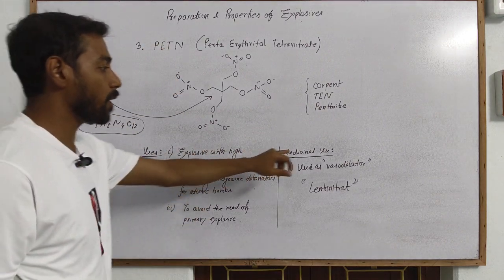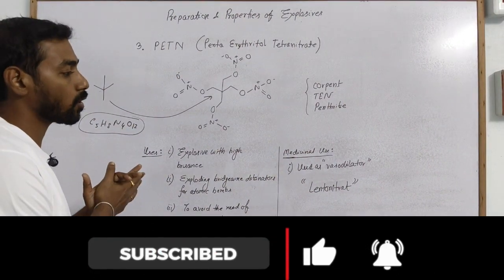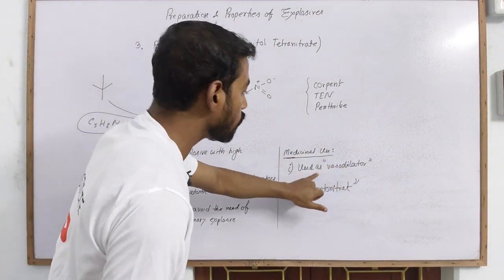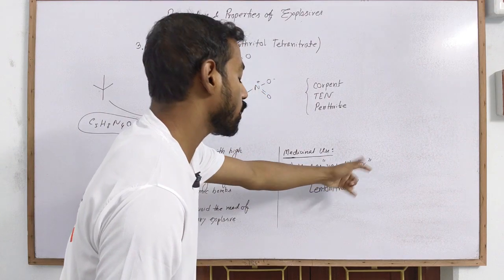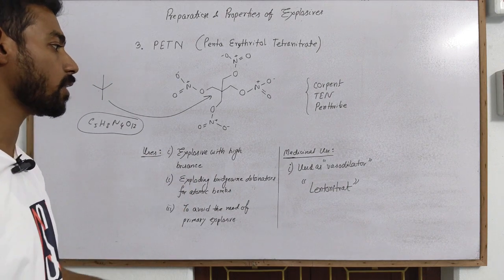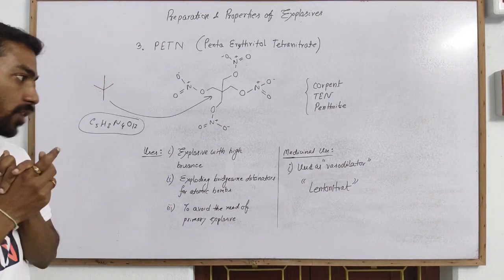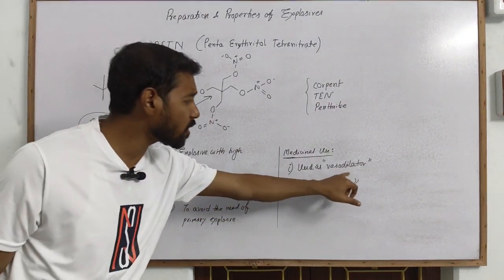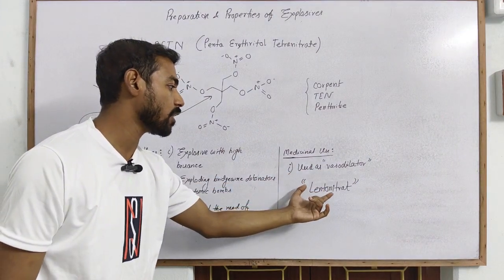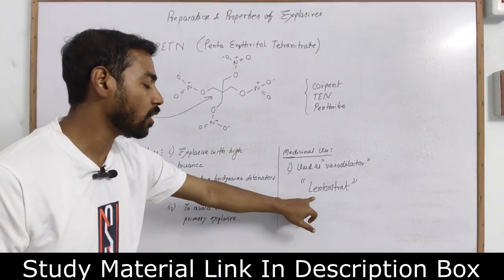Now we will go to the medicinal use. It has some medicinal use, like nitroglycerin or other nitrates. It can be used as a vasodilator for the treatment of heart conditions. The working principle is that it releases a signaling gas, nitric oxide, in the body, and this medicine, lentonitrate. Some of you are familiar with this medicine, lentonitrate. It is nearly pure PETN, which is actually used for heart conditions.